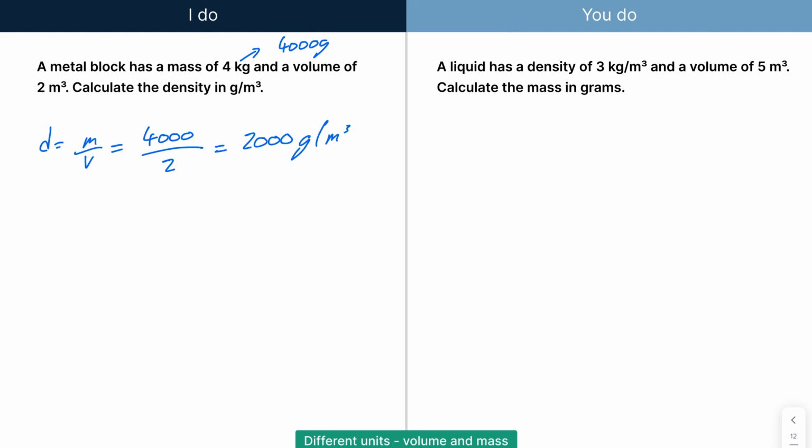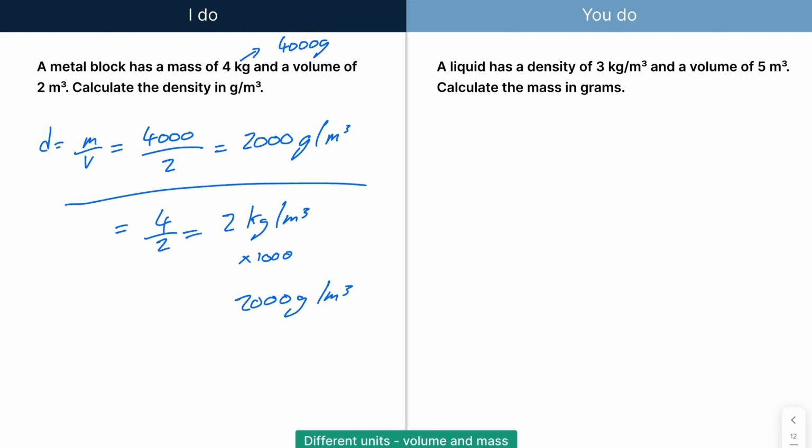Now you could have also done this without the conversion and converted it at the end. So you could have done 4 divided by 2, which gives you 2 kg per meters cubed. And then you could have times that by 1,000 to then get you your 2,000 grams. So you could have also done it like that and then the conversion at the end. So it's up to you what approach you take.